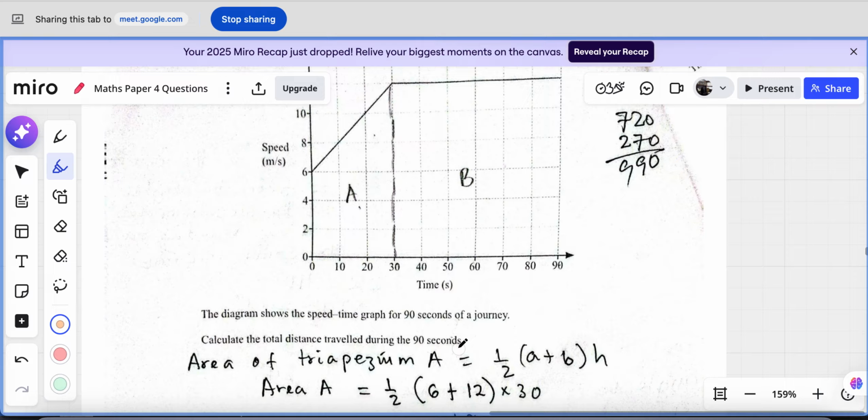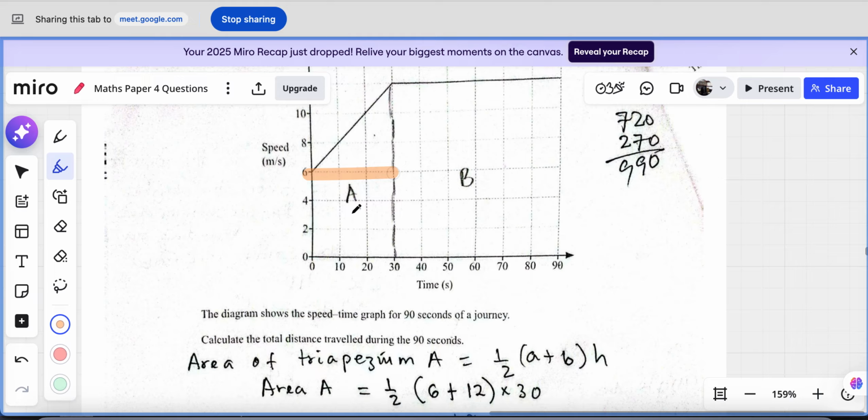Anytime they ask us to calculate the total distance traveled in a speed time graph, we're going to calculate the area under the graph. Sometimes we can break it into, I broke it into 2. You're going to calculate the area of the whole of this shape. It's called area under the graph. I broke it into 2, A and B. You can break it into 3, for those who are not very familiar with trapezium.